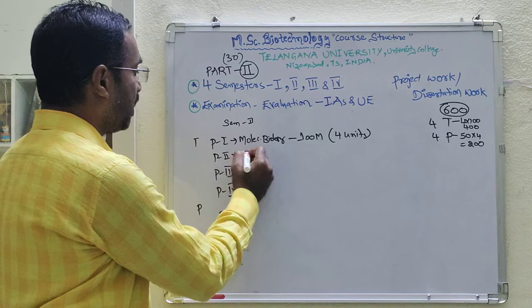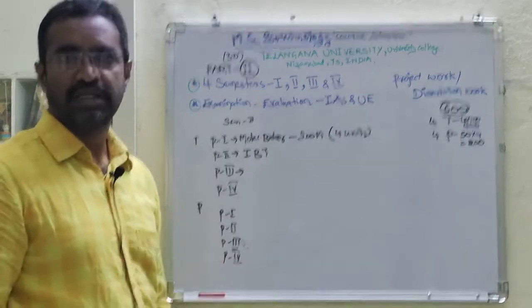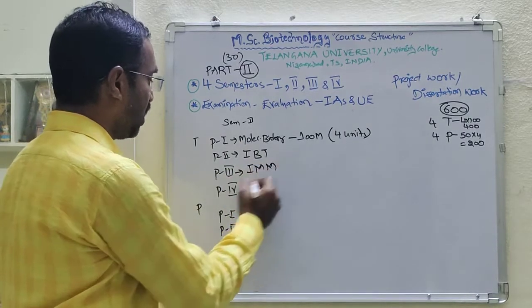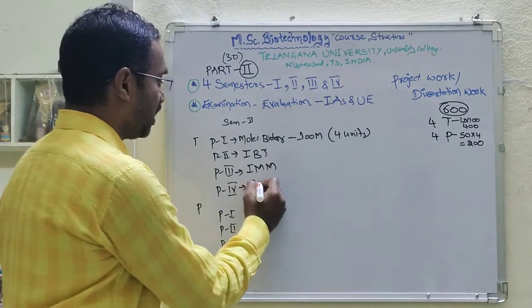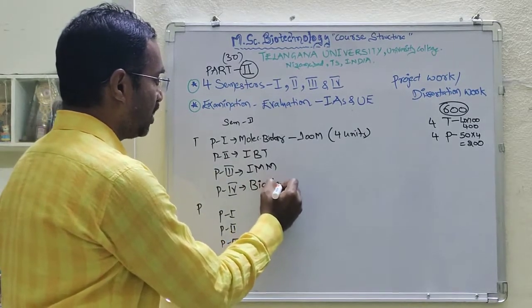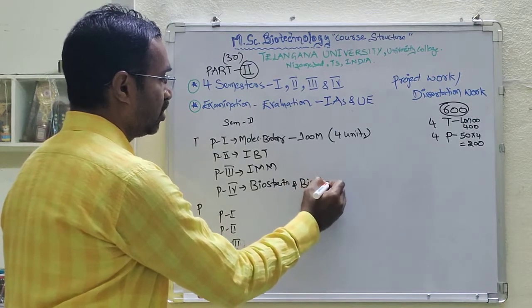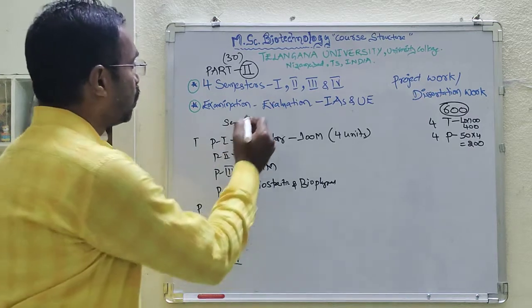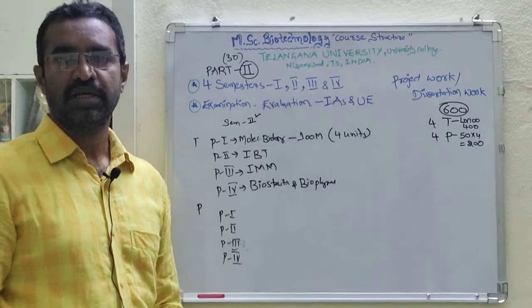The second paper is IBT, Industrial Biotechnology, and the third paper is Immunology. The fourth paper is Biostatistics. The title is Biostatistics and Biophysical Techniques. So these are the details of the 4 theory papers of semester 2, and similar kind of practicals are being conducted.